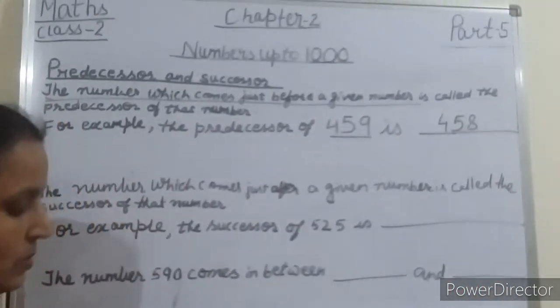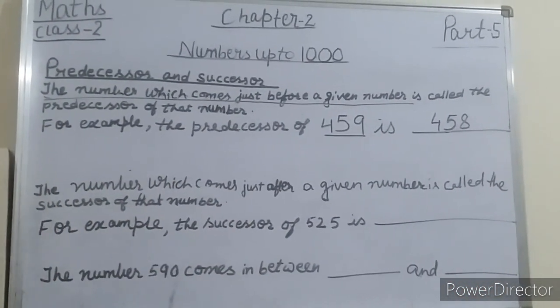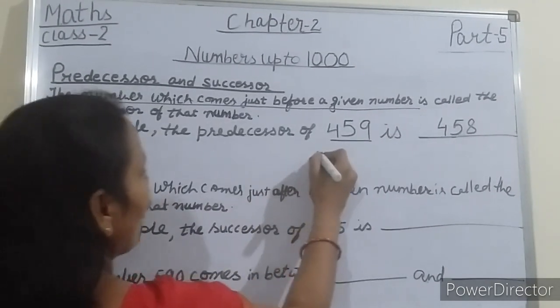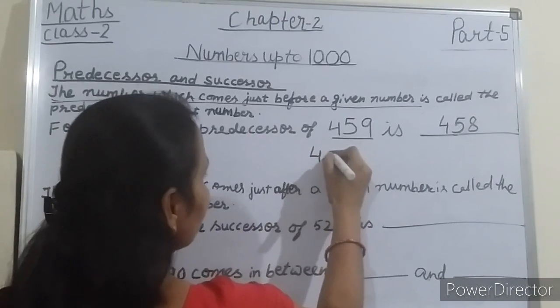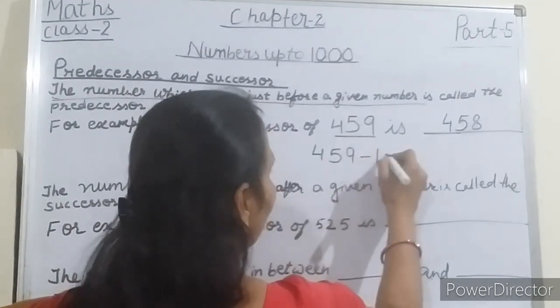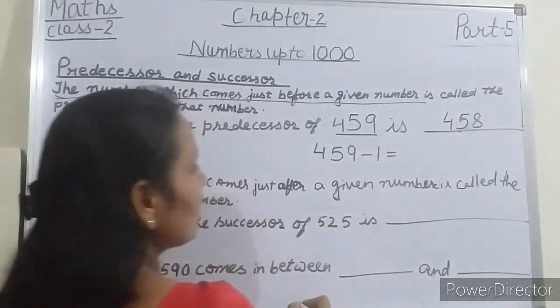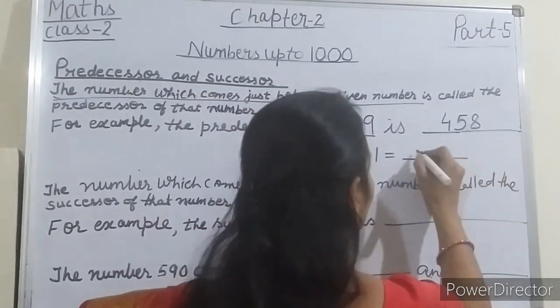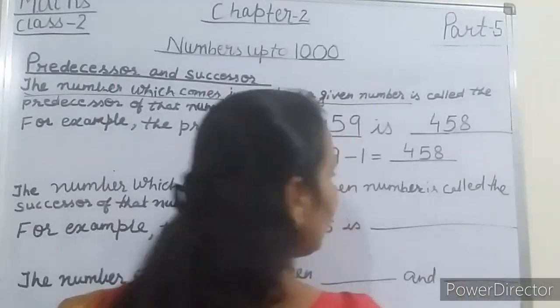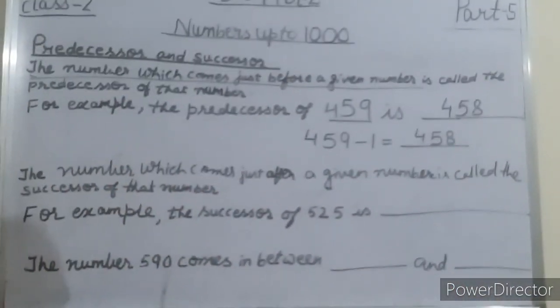See, students, in another way you can do it like this also: 459 minus 1. So 459 minus 1 is equal to 458. Okay. Now what is successor?